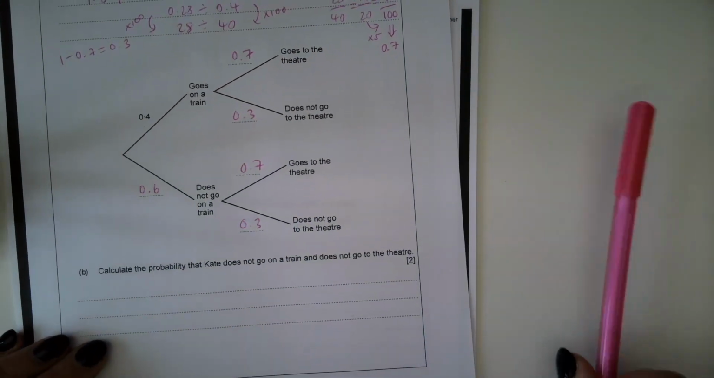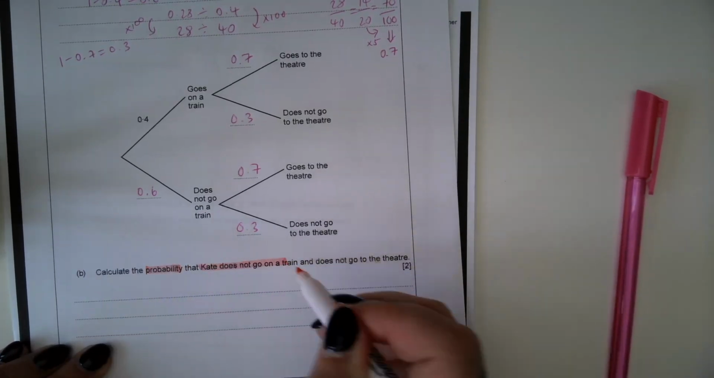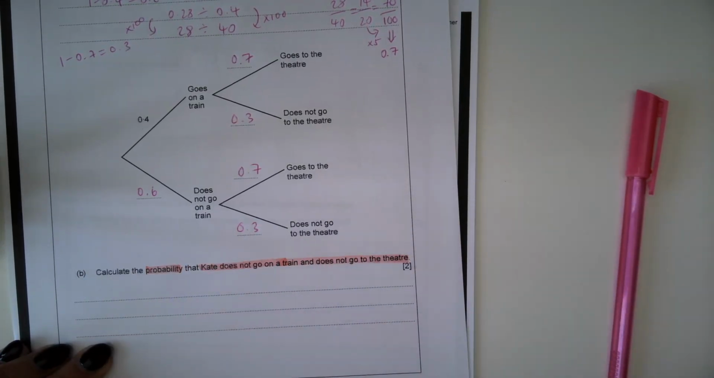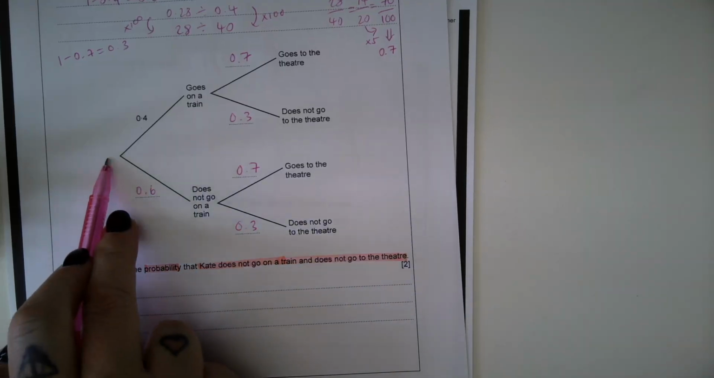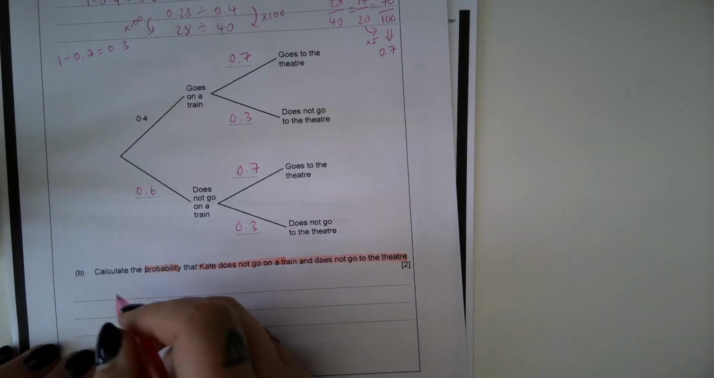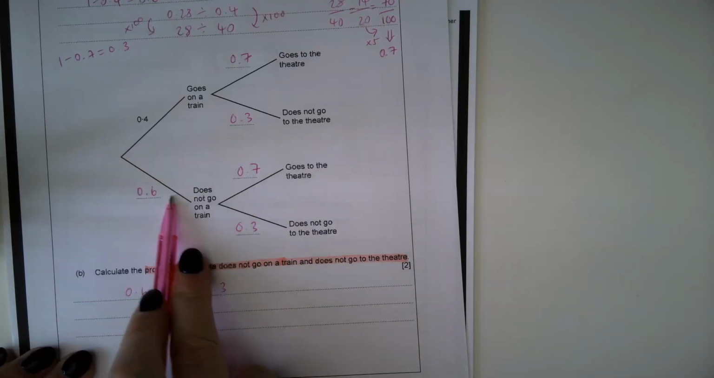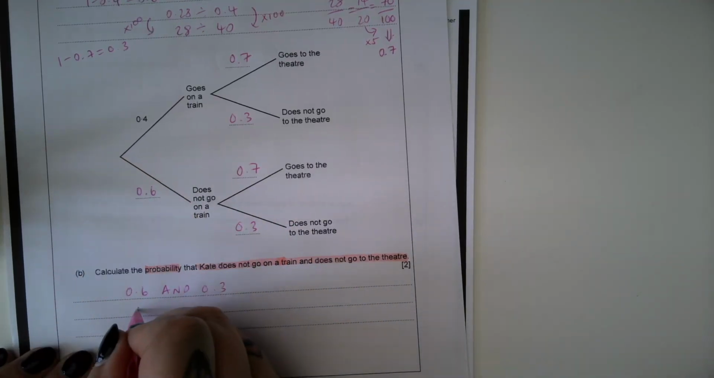Part B. Calculate the probability that Kate does not go on a train and does not go to the theatre. So does not go on a train and does not go to the theatre. So we're going to do 0.6 and 0.3. We're following this branch, and when we're moving along branches on a tree diagram, we multiply.